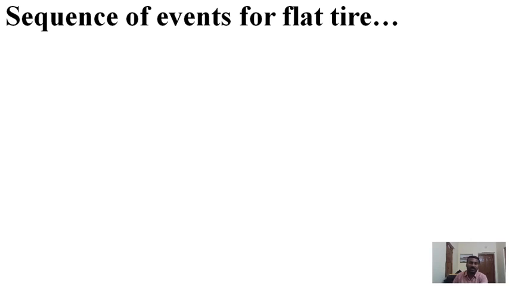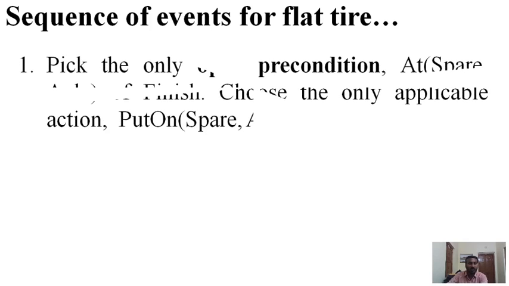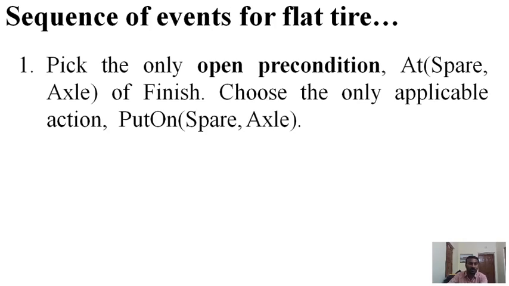So what is the sequence of actions we want to perform? It is going to be discussed here. Nearly 7 points are there, so one by one we will discuss. First, pick only the open preconditions. What are those conditions? At(Spare, Axle) or Finished.